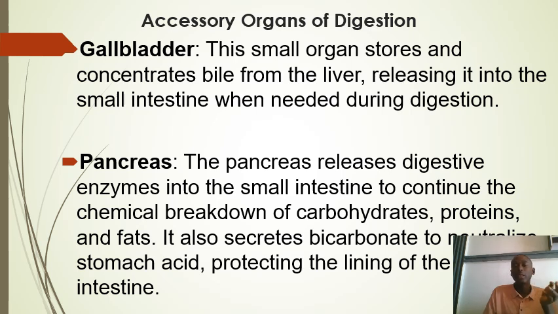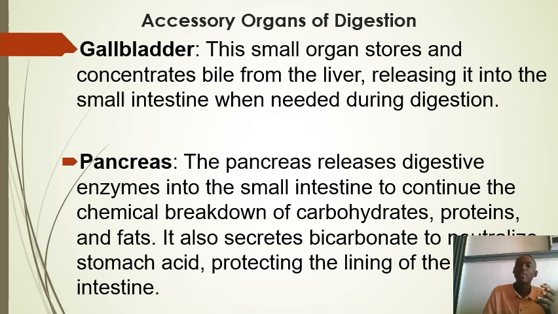So the next one is the gallbladder. This gallbladder is only for storage of the bile. It stores and concentrates the bile that is produced from the liver, releasing it into the small intestine when needed during digestion.